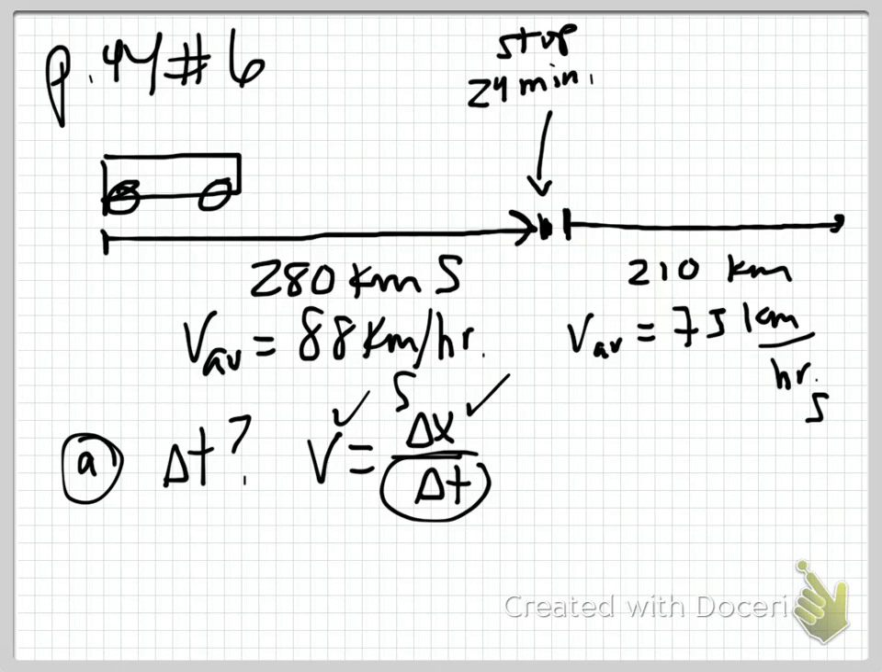So what's the rearranged equation to solve for delta t? Delta x divided by v. Good. Delta t equals delta x divided by v. Okay, so you can get that for both parts of the trip, add them together, and now you've got the total time for the trip, right?